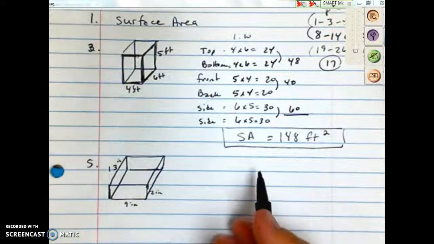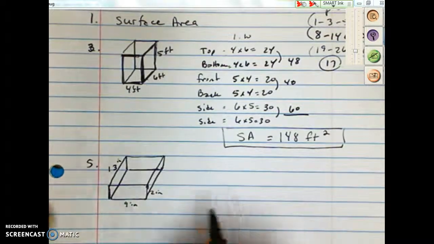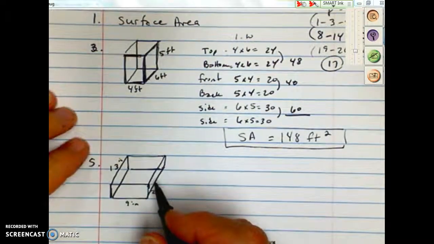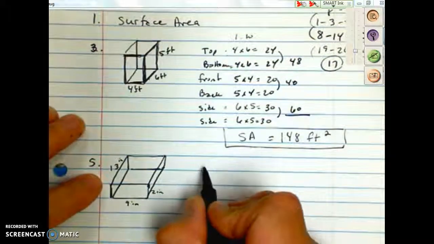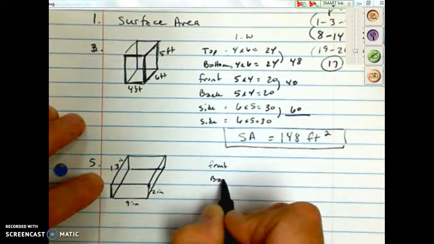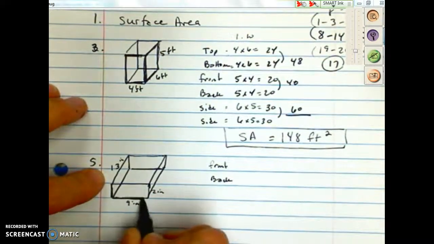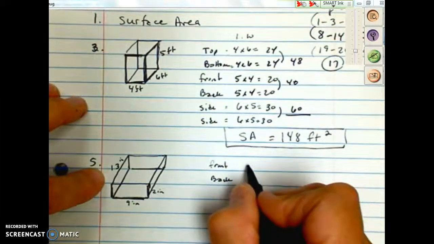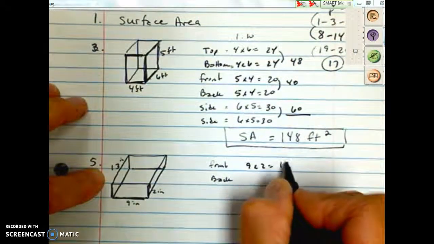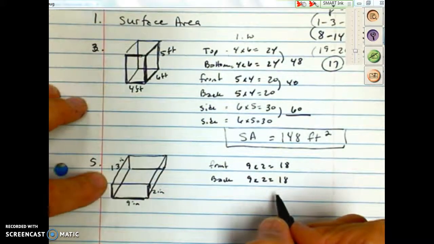And we want to know how much frosting is going to be needed to do this cake. So we're going to find the surface area of each face. Let's do the front and the back, of course. And again, the order doesn't really matter. So the front and the back, the front is 9 by 2. 9 by 2 is 18. And of course the back is 9 by 2, so that's 18 as well.